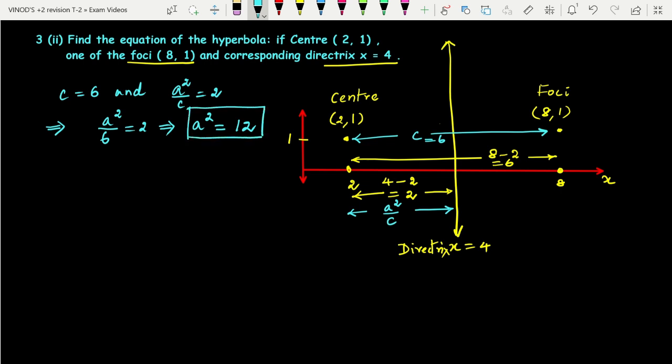Now the next thing that you have to find is b square. What is the formula for b square?